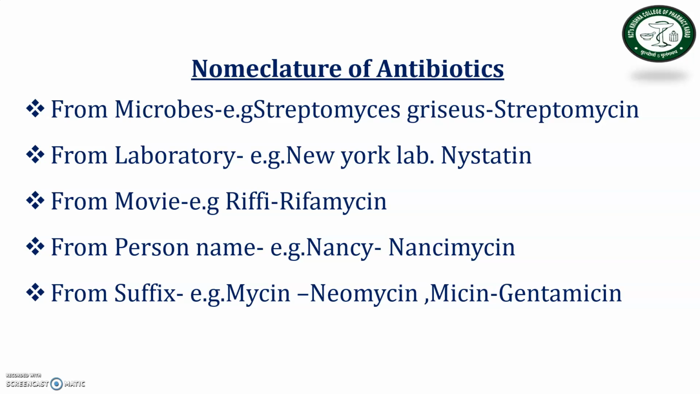Now, according to the nomenclature of antibiotics, how are they named? They are named according to the microorganism, where it is produced, which laboratory, then from a name, a person's name, and the suffixes. These are the different types. By using these points, we name the antibiotics, like streptomycin, which is obtained from a microorganism, then nystatin, which is from a laboratory. Likewise, all these antibiotics get their names in different forms.